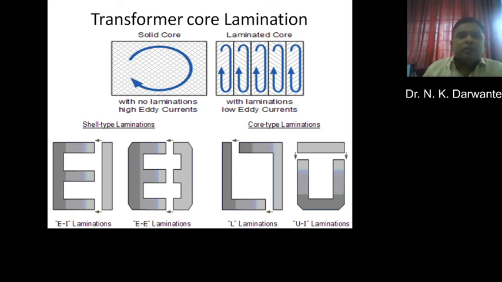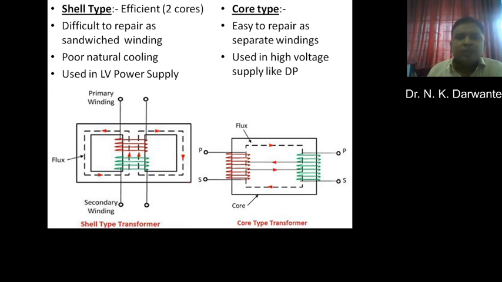Now here you can see transformer core laminates. Solid cores are there, then laminated cores, then different types of cores are there, shell type laminates as well as core type laminates. Now you can see that first is the EI lamination, then EE laminations, L laminations, UI laminations. Different types of laminations can be used by the manufacturer for reducing the different types of losses. Now go to the next slide.